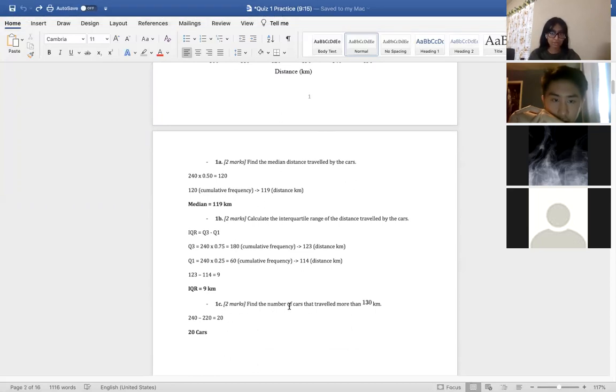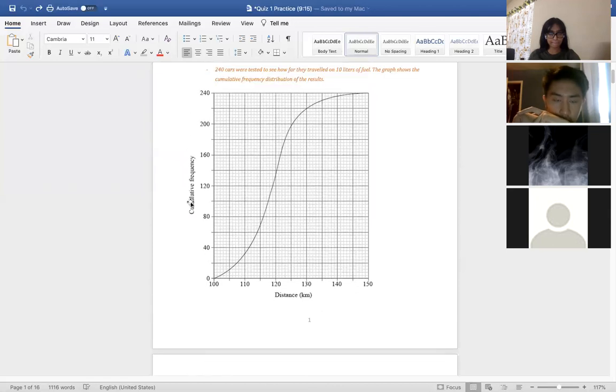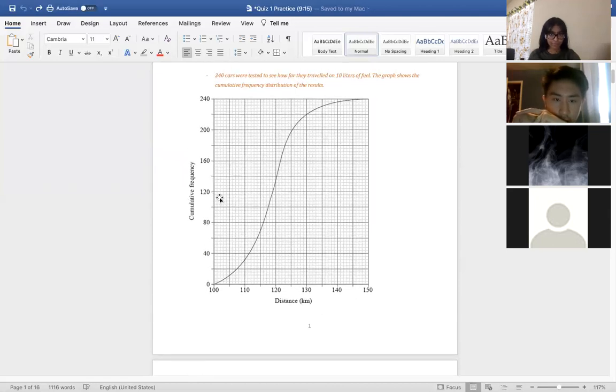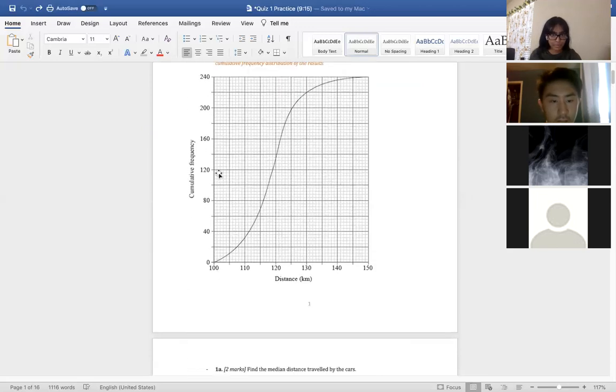So question 3, find the number of cars that traveled more than 130 kilometers. To find this, you go to the graph, look at the cumulative frequency. This is 120, that's 140. So 130 should be, okay, so this goes by values of 20. So that means this should be by 5. So 130. 125, oh, my bad.